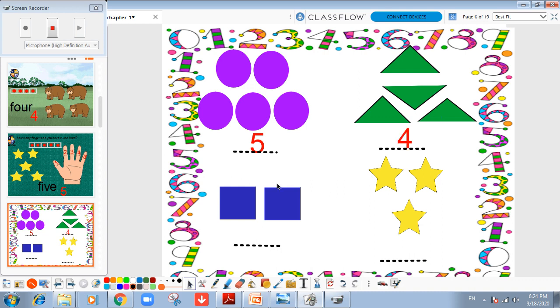How many squares here I have? 1, 2. How can I write 2 in letters? T-W-O, 2. And how many stars here I have? 1, 2, 3. How can I write number 3? Semicircle, another semicircle.